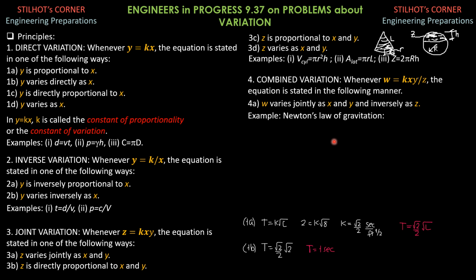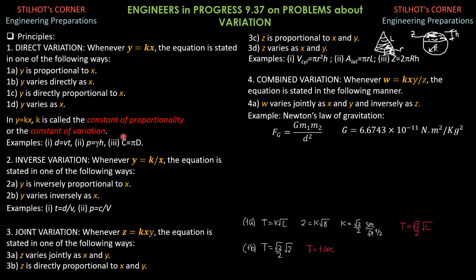the gravitational attraction between two objects is equal to the universal gravitational constant, capital G, times the mass of object 1, times the mass of object 2, divided by the square of the distance between their centers, where G is 6.674 times 10 to the negative 11 newton meter square per kilogram square. By the way, 6.6743 times 10 to the negative 11 newton meter square per kilogram square.